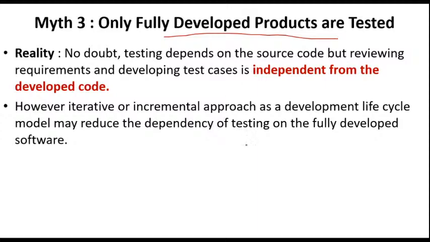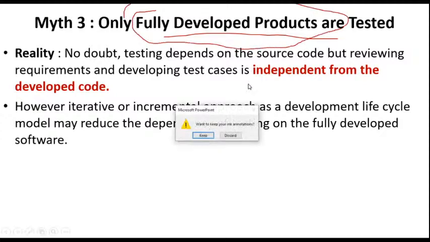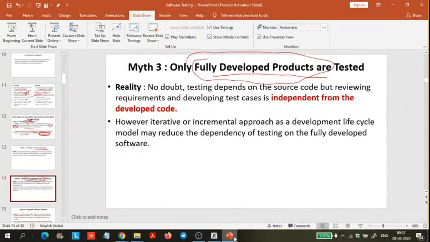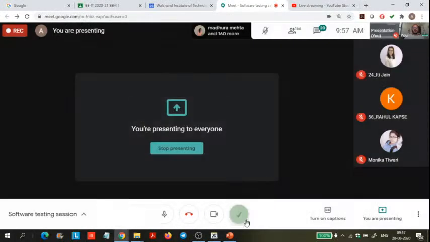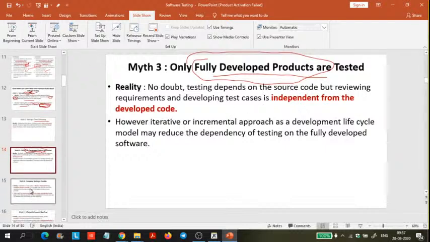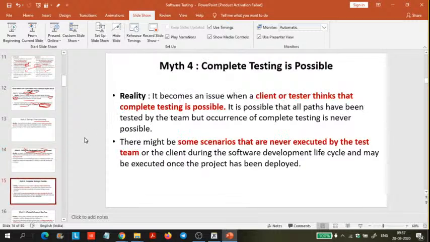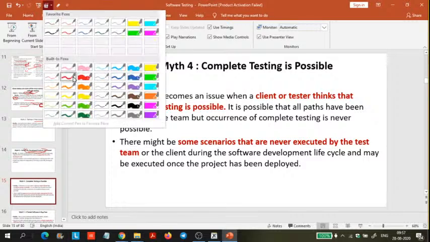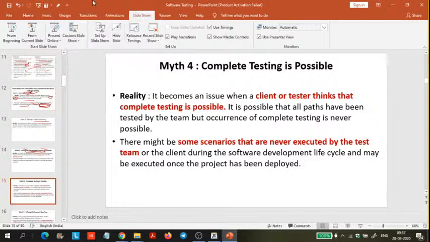We need to go for testing from the early phases, not only for a complete or fully developed product. It depends upon the scenario, but to improve the quality we need to go step by step, stage by stage. Complete testing is not possible. Testing cannot cover 100%.